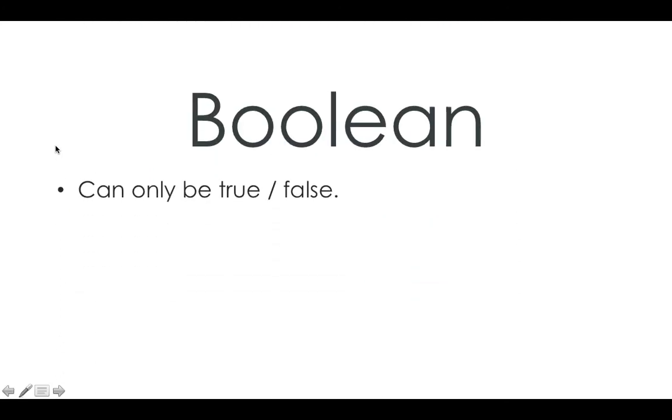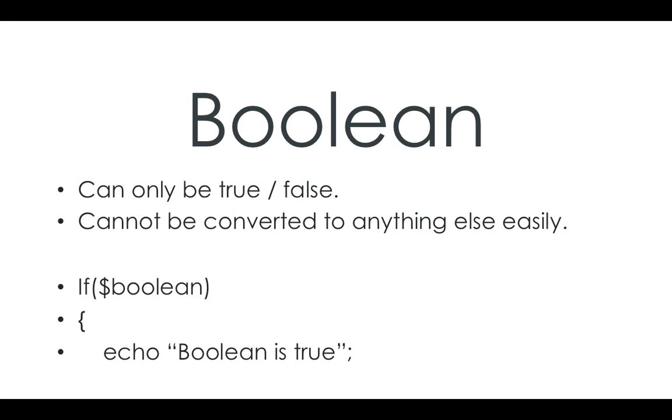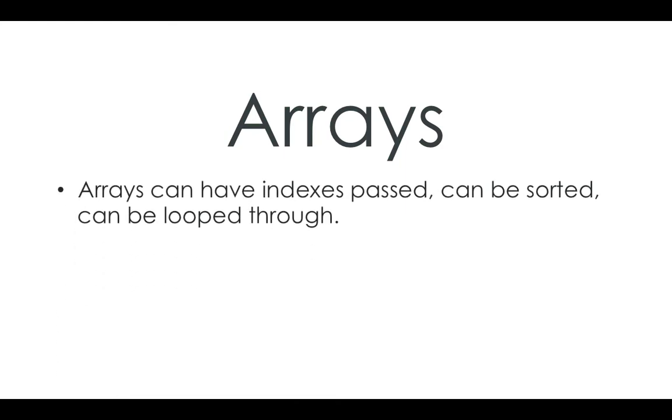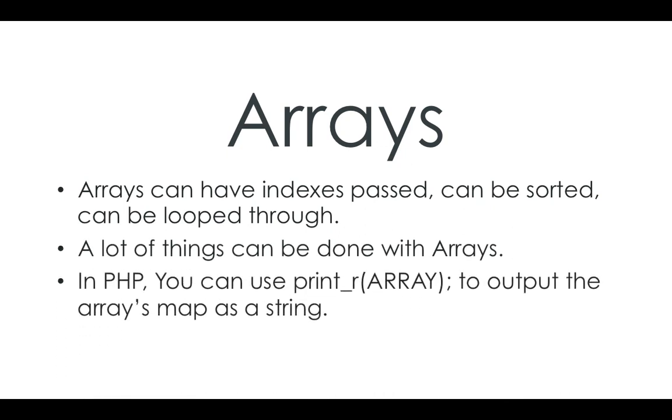Boolean. It can only be true or false. It can't be anything else, and cannot be converted to anything else easily. Here's a way you can convert it if you use an if statement in PHP. So if you do if boolean, so if that's true, then we can echo out the boolean is true, etc. You can do your own else there. Arrays. Arrays can have indexes passed, can be sorted, and can be looped through. A lot of things can be done with arrays. In PHP, you can use print_r and give it the array to output the array as a string.